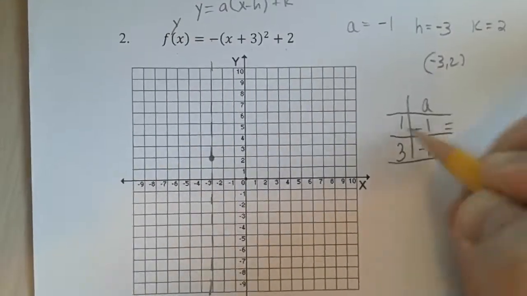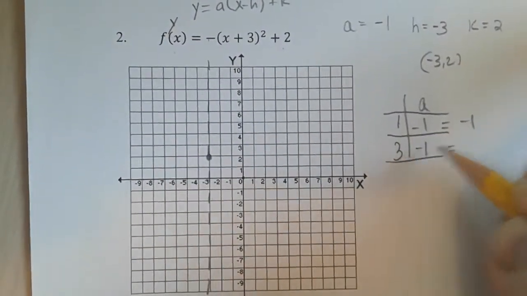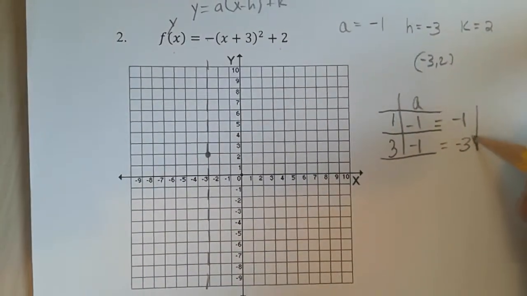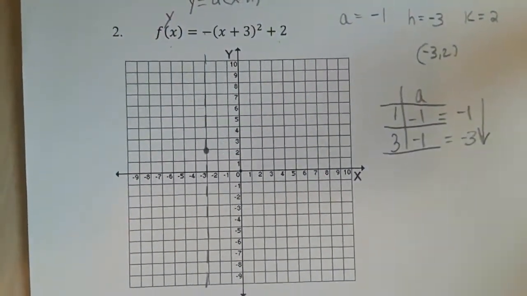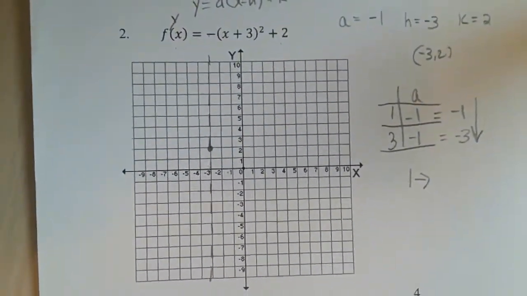A is negative 1, multiply across. 1 times negative 1 is negative 1. 3 times negative 1 is negative 3. This is our vertical change from point to point. It's negative, meaning that it's going to go down. The horizontal change is always 1 to the right.